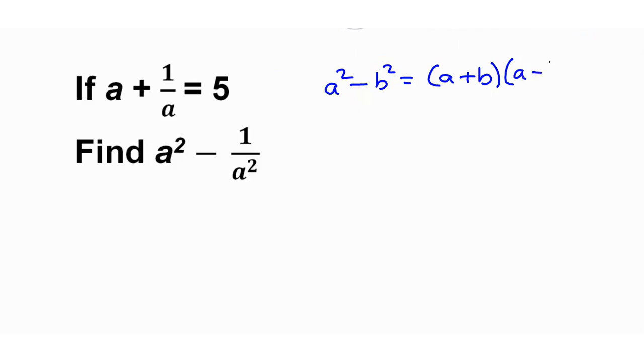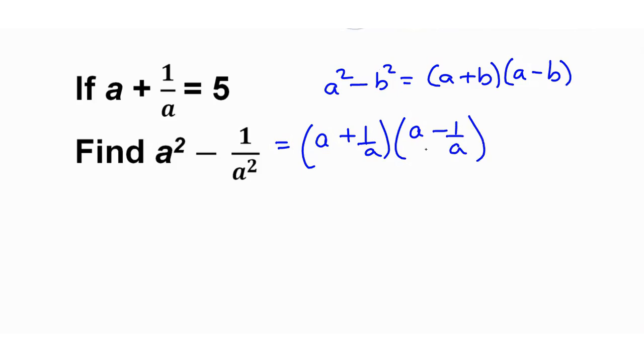We know that a square minus b square is equal to a plus b into a minus b. So in the same manner, a square minus 1 upon a square is going to be a plus 1 upon a that we already have, and a minus 1 upon a. That's what we are going to find.